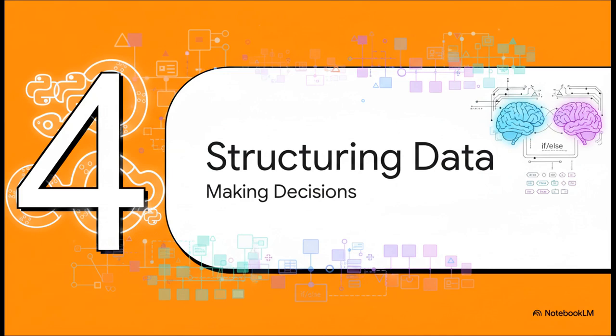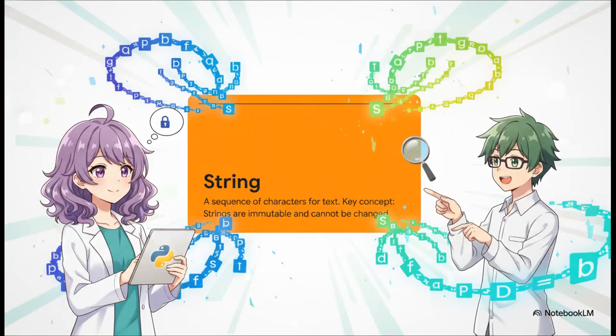All right, next up, structuring data and making decisions. So we know how to store individual little bits of information, but what's next? Well, now we're going to see how Python organizes that info and even uses it to think. First up, we've got strings. That's just a fancy word for text in Python. Now, the single most important thing you have to remember about strings is that they are immutable.